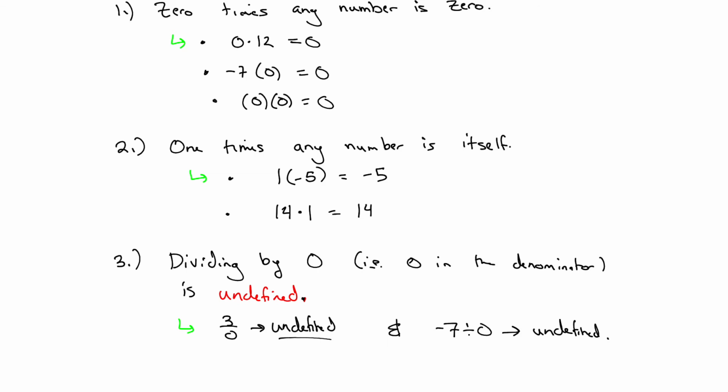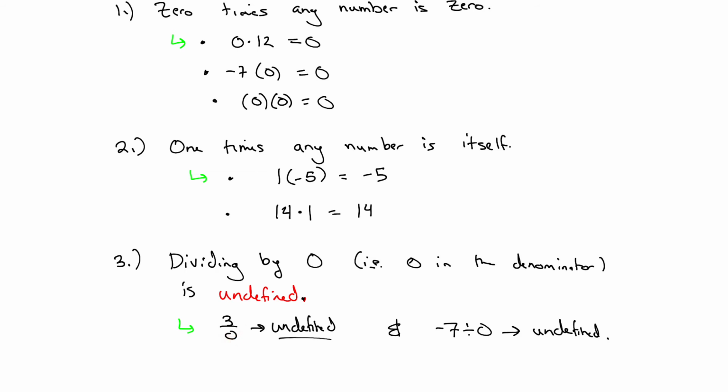Great question. So a student says, what if 0 is on top? That is an excellent question. What do you think it would be? So here's the way to think about why this is undefined. When you're dividing, you're really asking yourself, how many times does the bottom number go into the top number? If I have 20 divided by 4, how many times does 4 go into 20? It goes in 5 times.